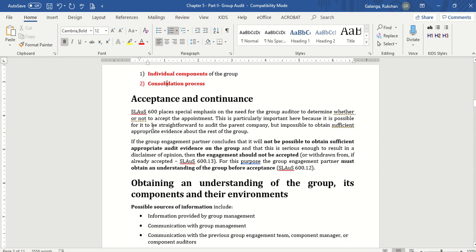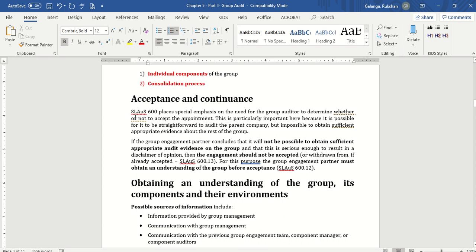Next we look at acceptance and continuance. Acceptance. Are we accepting to do the audit of a group? Can you remember in the previous sections we discussed engagement letters, how to accept a client? Those kinds of things we discussed. So here also it is simplified, accepting to work as the group auditor.